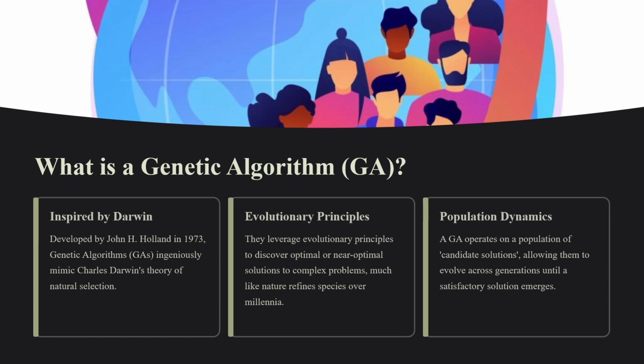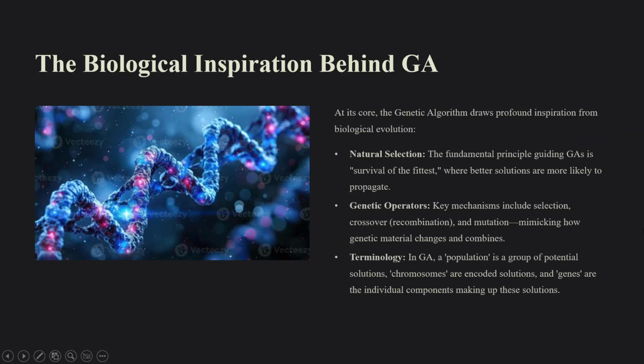Just like nature slowly improves species over time, a genetic algorithm improves solutions step by step until an optimal or near-optimal result is achieved. Like we can see here, it is inspired by Darwin's theory.